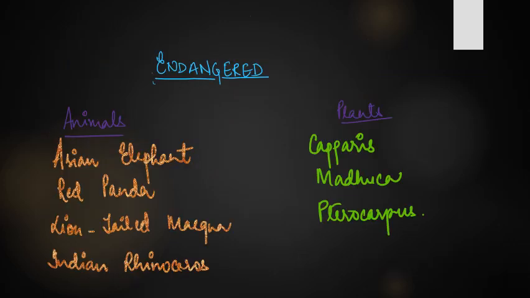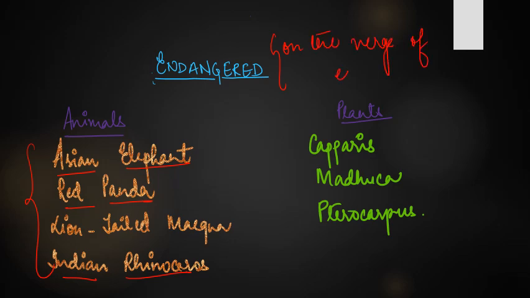So now let's move to endangered species. If we talk about endangered species, it is your Asian elephant, red panda, Indian rhino. These are endangered. That means on the verge of extinction. Very few members are present, right? So we need to protect them. So examples of endangered species are Asian elephant, red panda, lion-tailed macaque, and Indian rhinoceros.